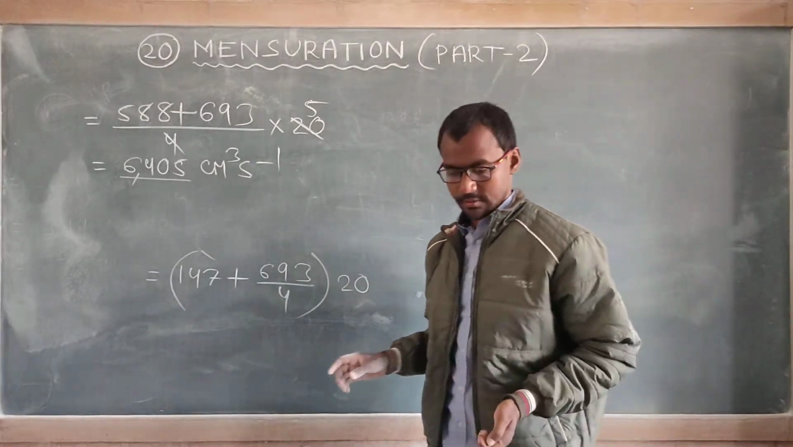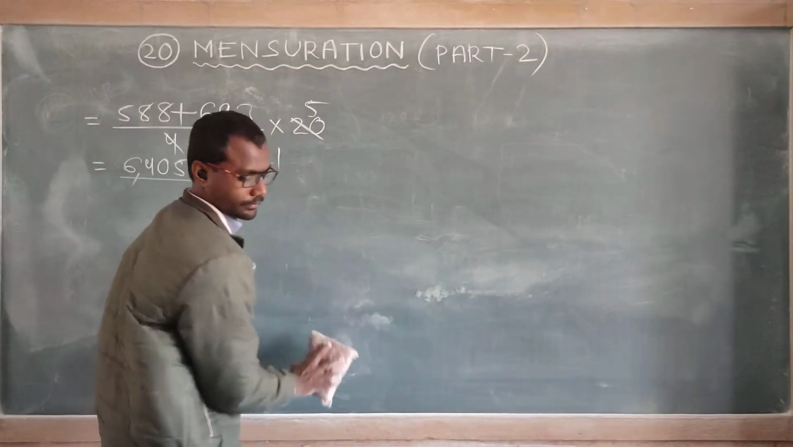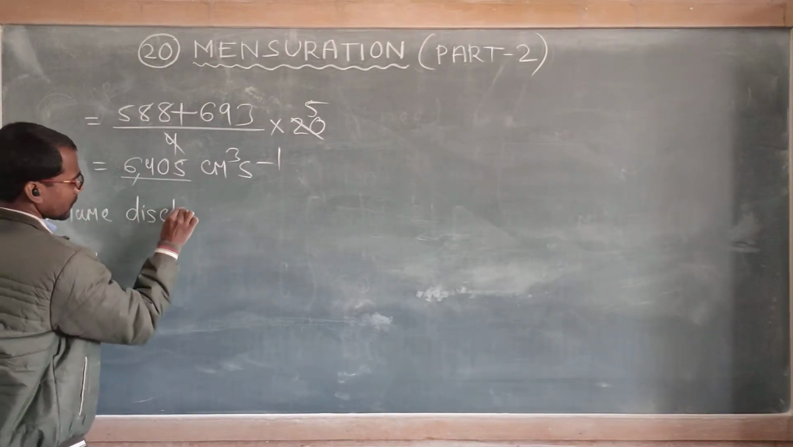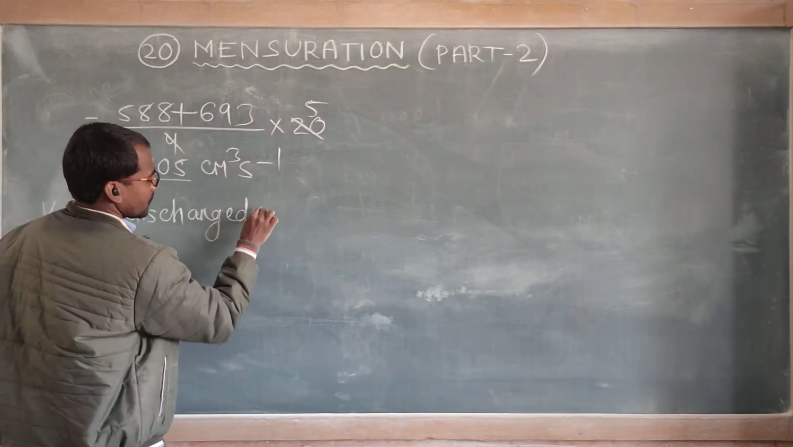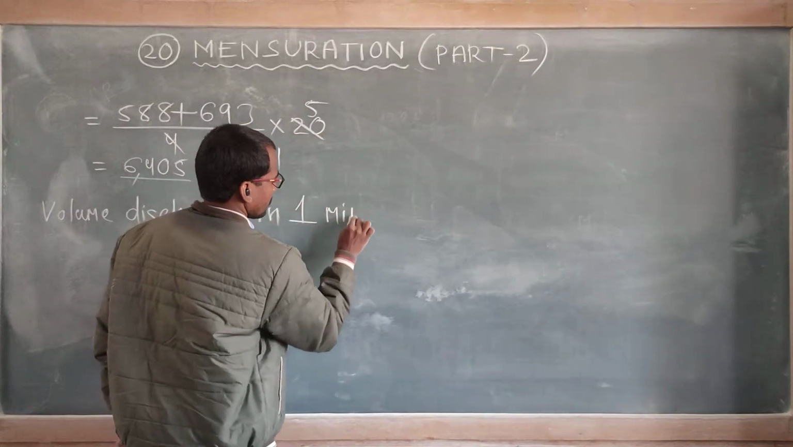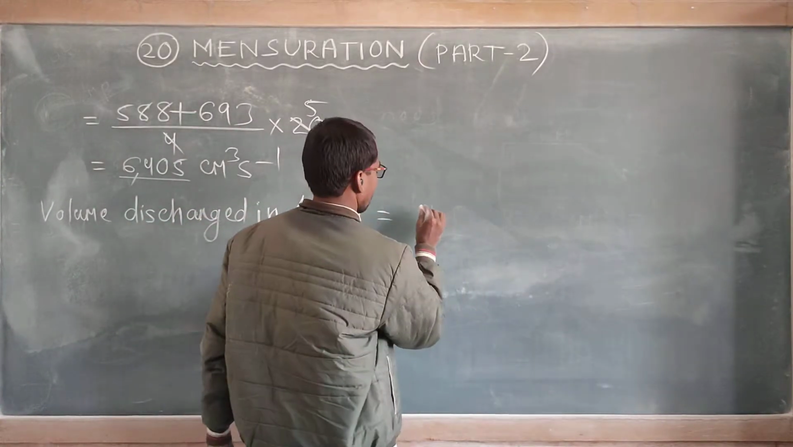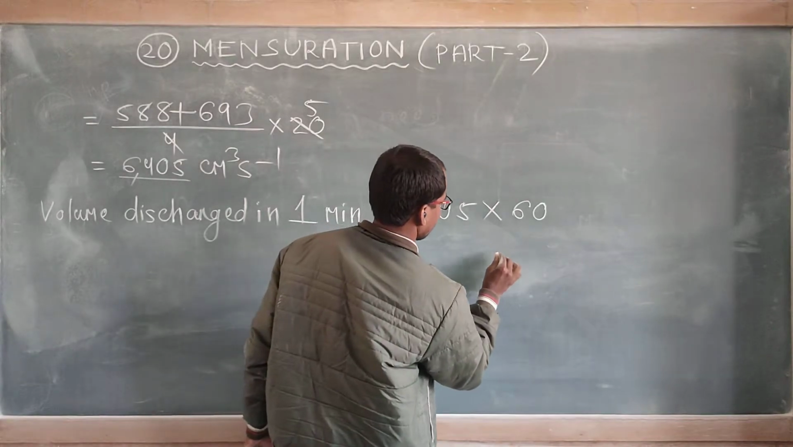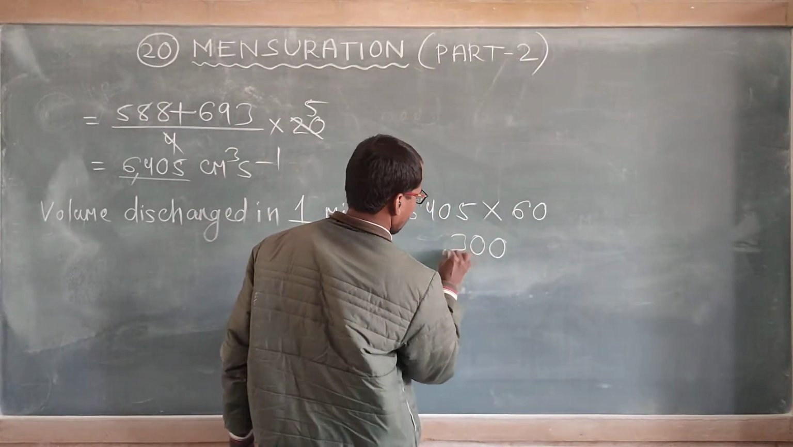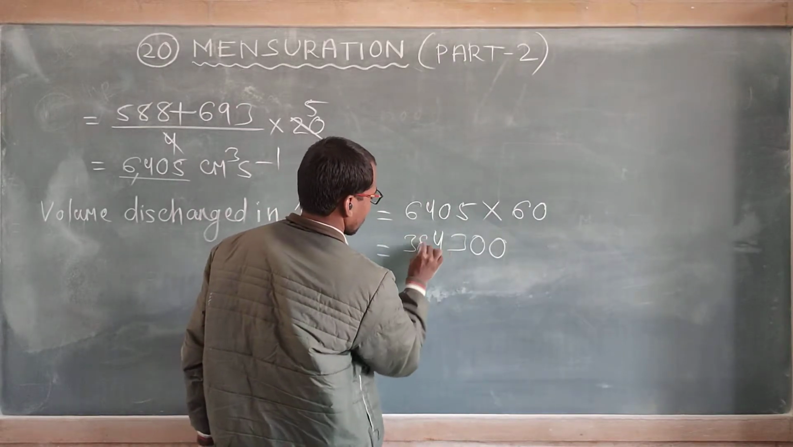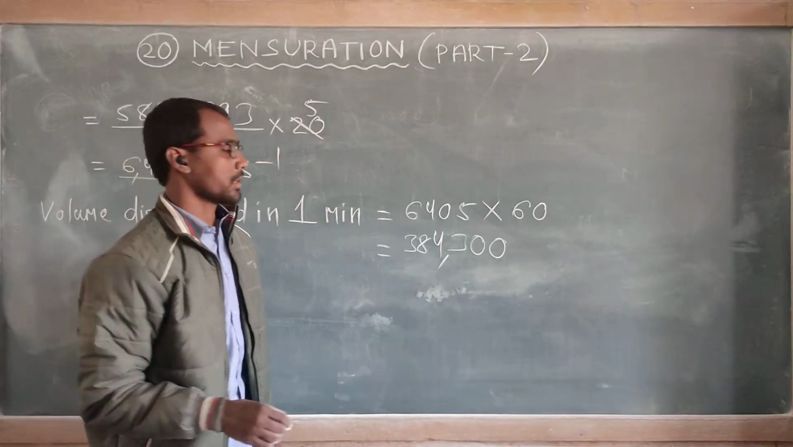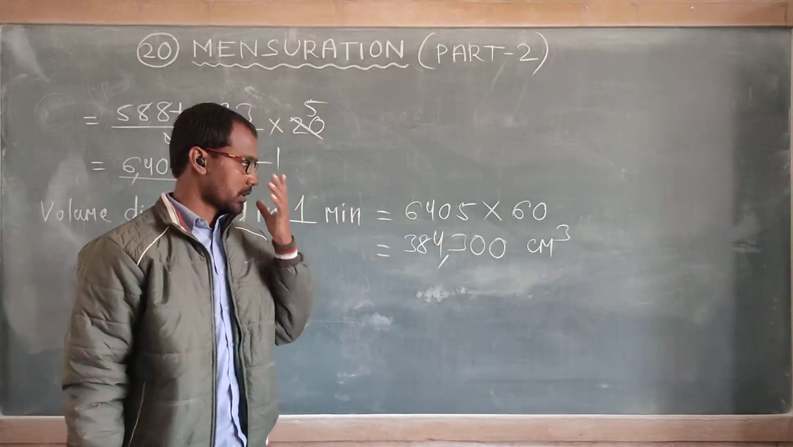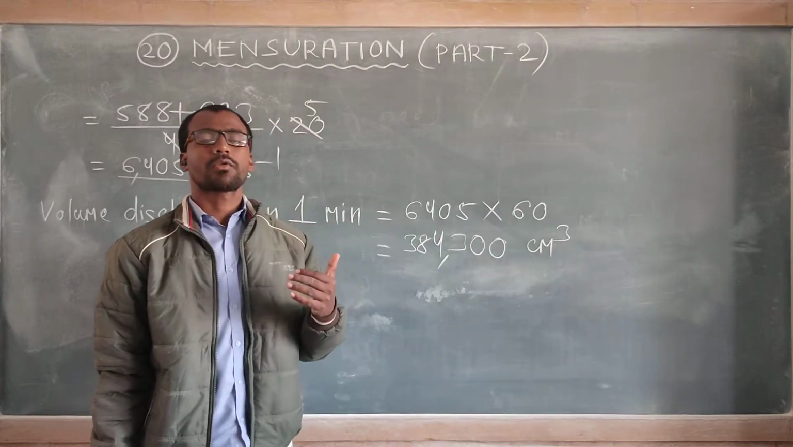But you have to find it in 1 minute. So volume in 1 minute is equal to 6405 into 60, which is equal to 384,300 cubic cm. So this is the quantity of water discharged through the channel in 1 minute.